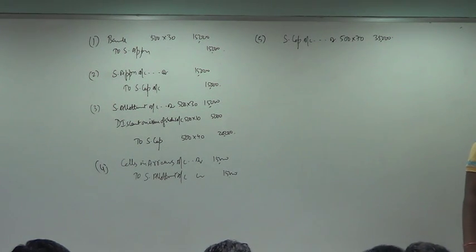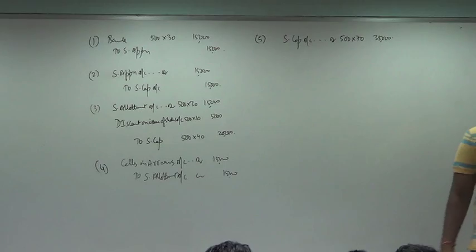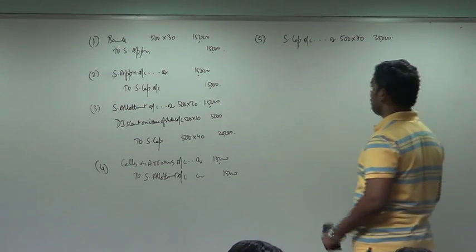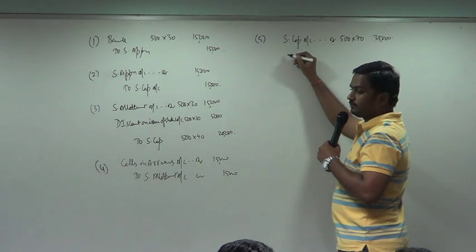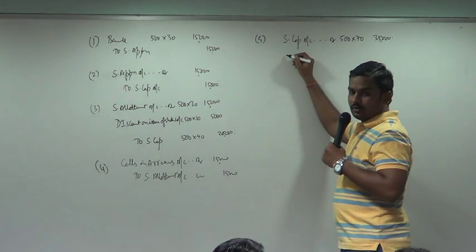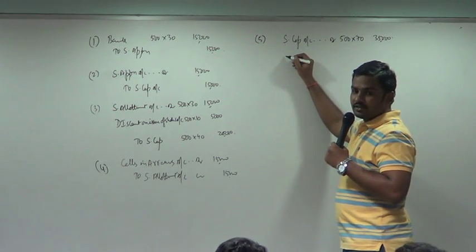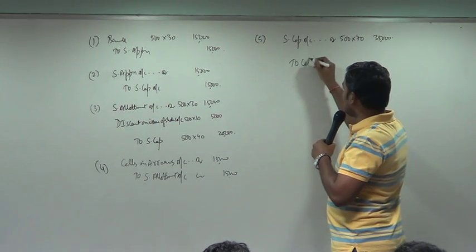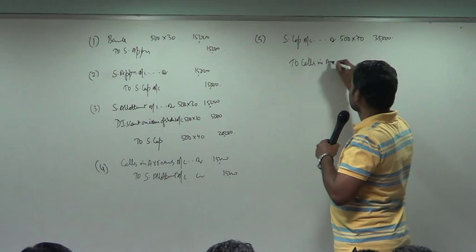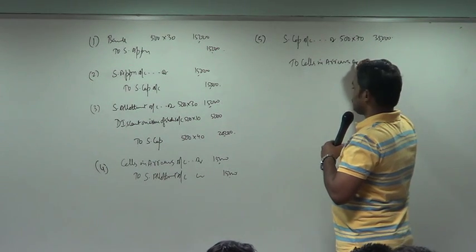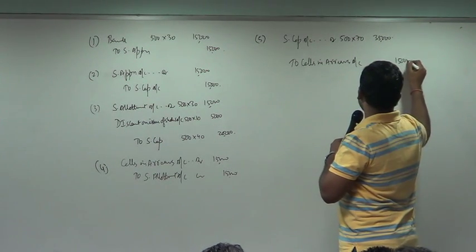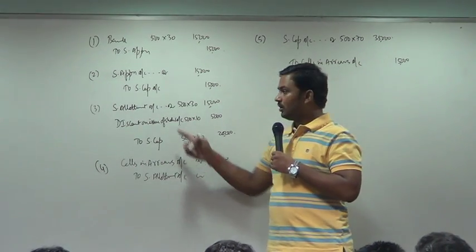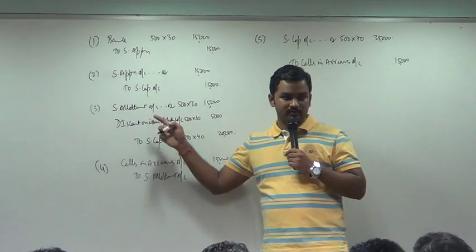Share capital account debtor, 500 into 70, 35,000. Next. What do we have to cancel next? Calls in arrears we have to cancel. Calls in arrears 15,000. If this entry was not passed, you will credit share allotment.